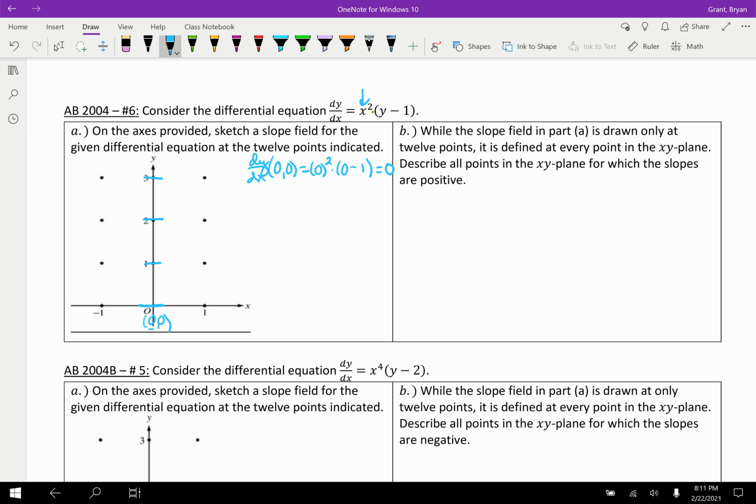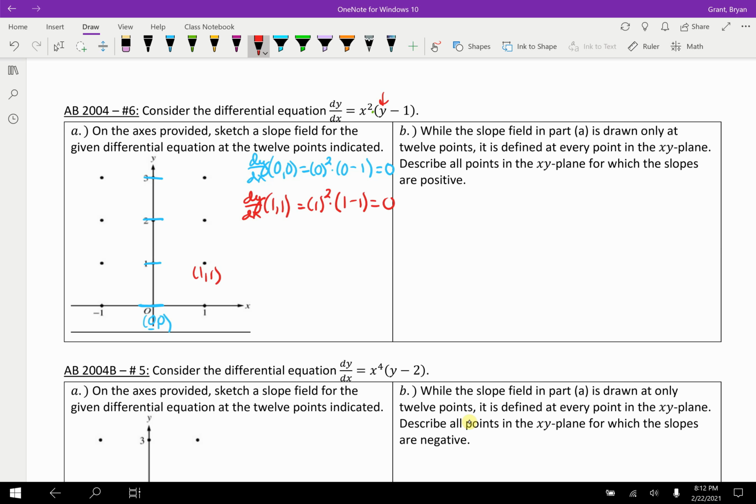So let's go ahead and see anything else that will turn this to 0. I think when y is 1, won't that turn everything to 0 as well? Let's verify that with the point, I don't know, maybe 1, 1 that's right here. I'll do that underneath. 1, 1. All right, so dy/dx at the point 1, 1 is the x-coordinate squared times the y-coordinate minus 1.